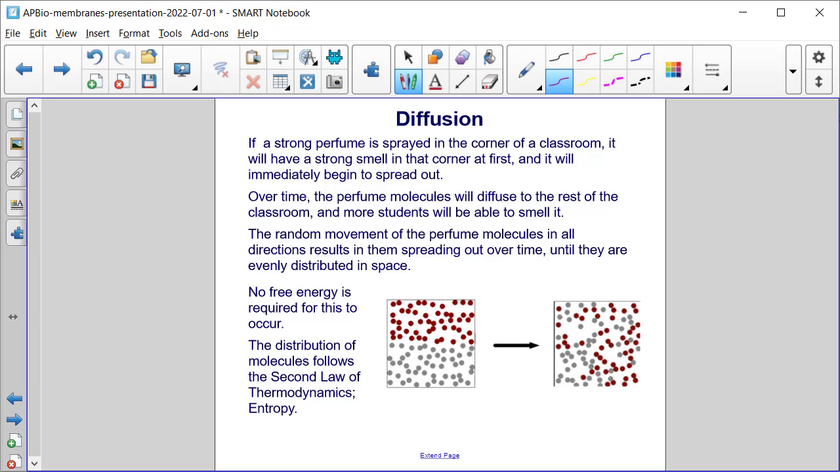The distribution of molecules follows the second law of thermodynamics related to entropy. So again, if I have a large concentration of molecules in one part of an area, they will move randomly in all directions until they are evenly distributed.